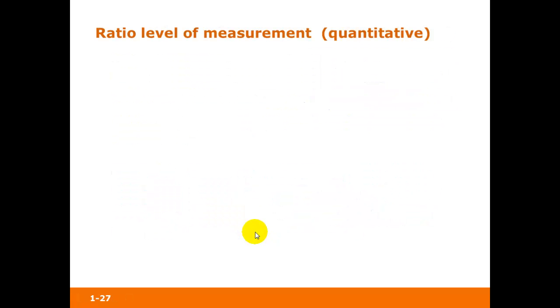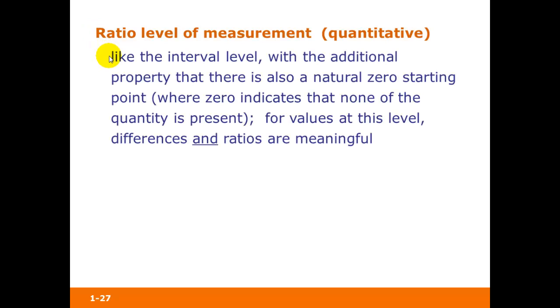The last level of measurement is the ratio level. Again, this is quantitative. So this is like the interval level, but it has the additional property that there's also a natural zero starting point. This means that 0 means there's none of the quantity present. And in this case, ratios are meaningful.